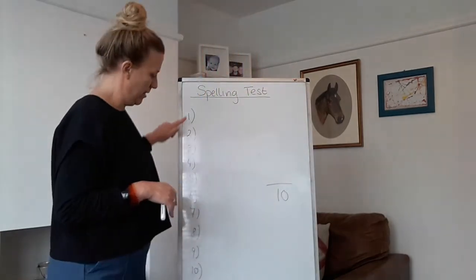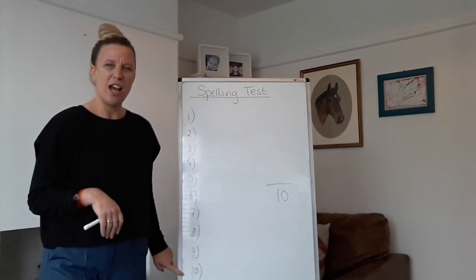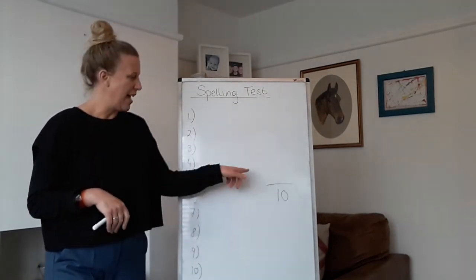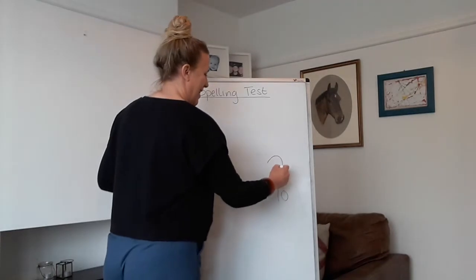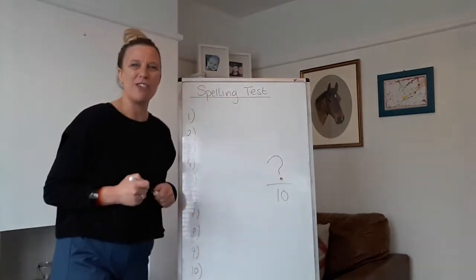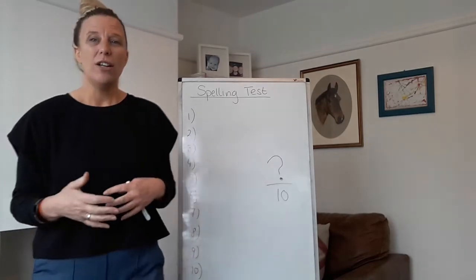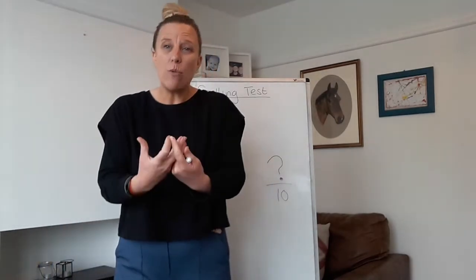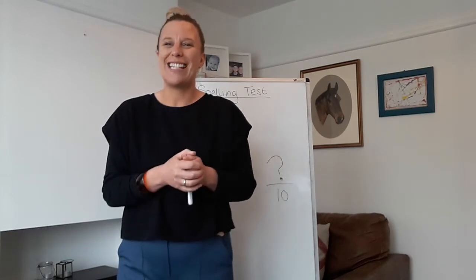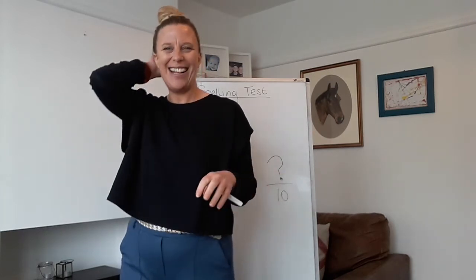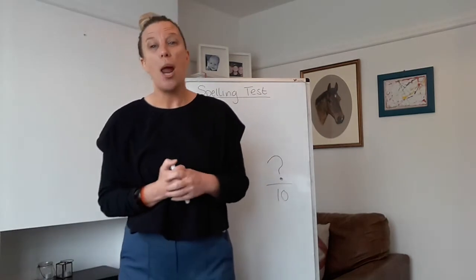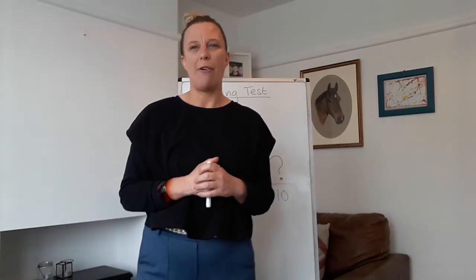Okay, so now we're going to do our spelling test. Make sure you've got your pen and your paper ready. We've got 10 spellings today that you should have learnt. So how many are you going to get right out of 10? I'm going to say the word and you're going to write the word down. No cheating, okay? So if you're ready, number 1, January.